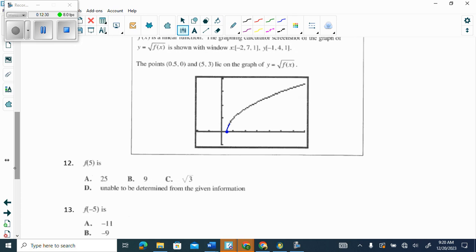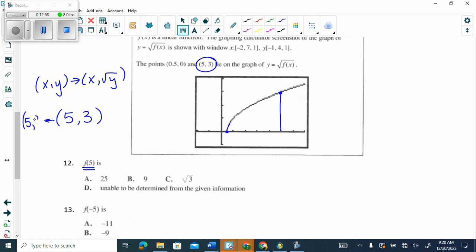Okay, so I want f of 5. Well, this is root, right? So if I go to 1, 2, 3, 4, 5, I follow it up. It's right there. (5, 3), right? So (5, 3) is on the square root. And remember, (x, y) becomes (x, root y) when we square root. So this (5, 3), what was it? (5, 9). We're working backwards. Boom.